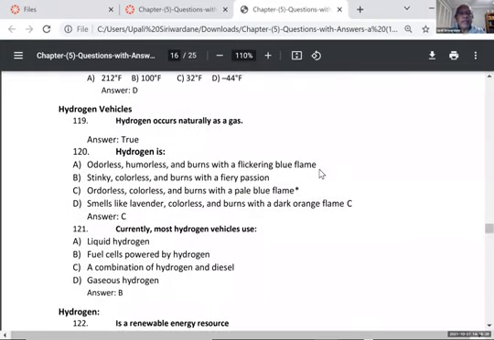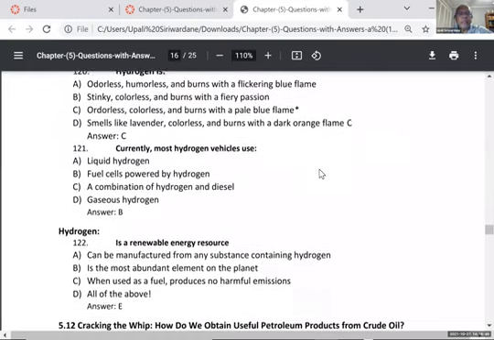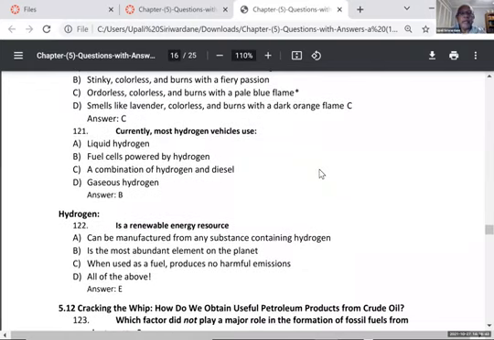Hydrogen vehicles. Hydrogen occurs naturally as a gas. True. Hydrogen is odorless, colorless, and burns with a blue flame. Currently, most hydrogen vehicles use fuel cells. A fuel cell is an electrochemical cell that is designed to react hydrogen and oxygen electrochemically, and therefore produce efficient generation of electricity. Hydrogen used in vehicles is mainly used in the fuel cells.